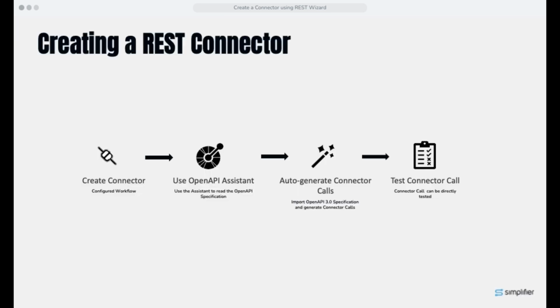In this how-to, we will create a new connector to a REST service, which handles to-dos for a personal project. We will first create a connector, then import the OpenAPI specification using the connector wizard, generate the calls and data models, and test it.